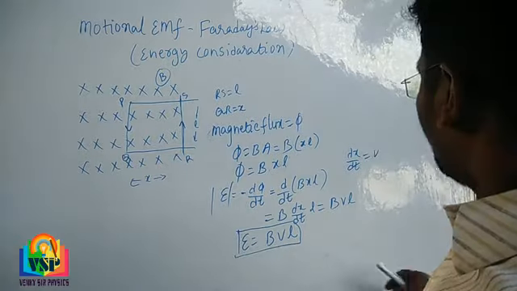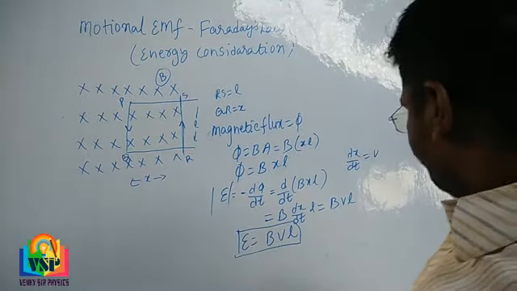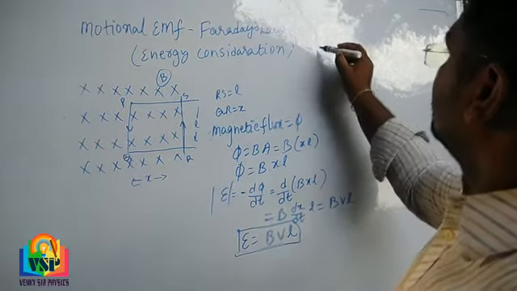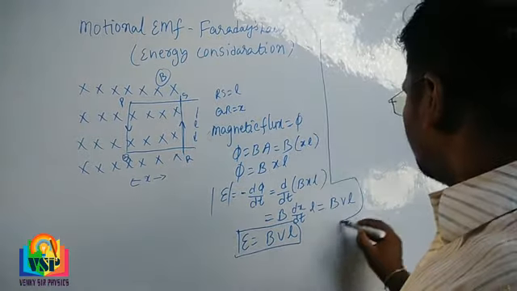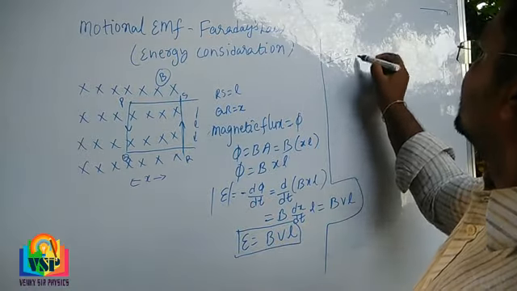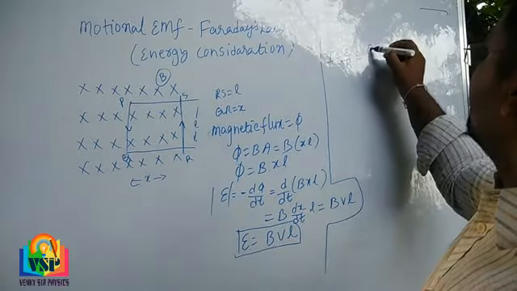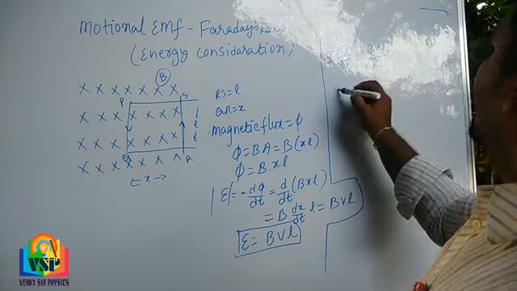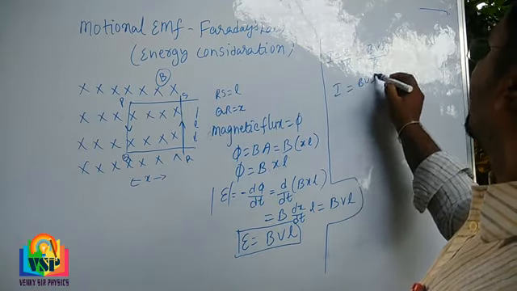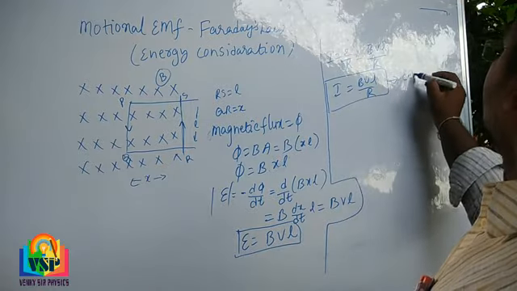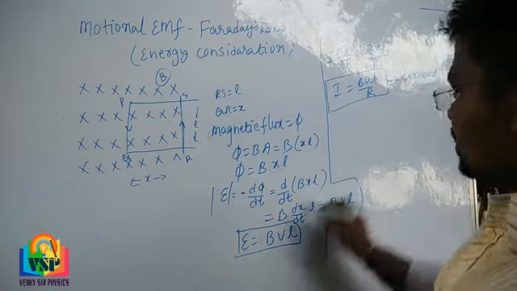Understand how we can find power? Current is equal to EMF by resistance. What is EMF? BVL. So current I is equal to BVL by R. This is current, and this is EMF.